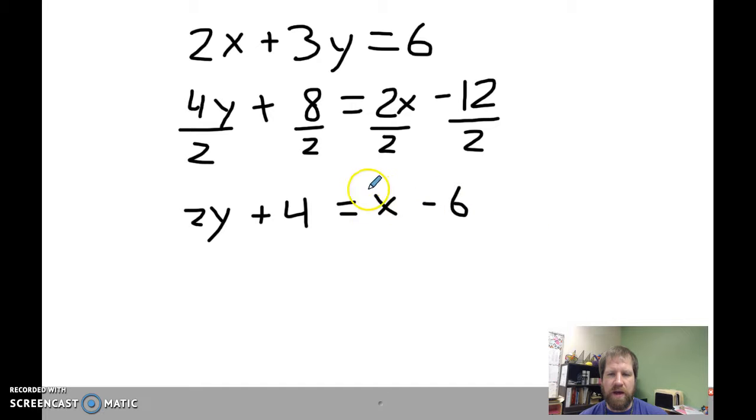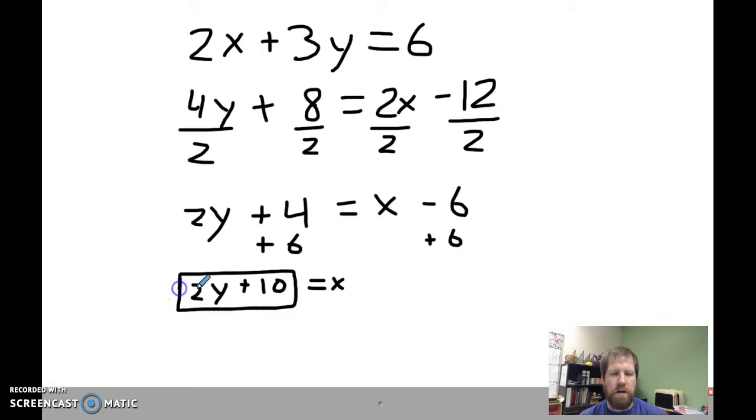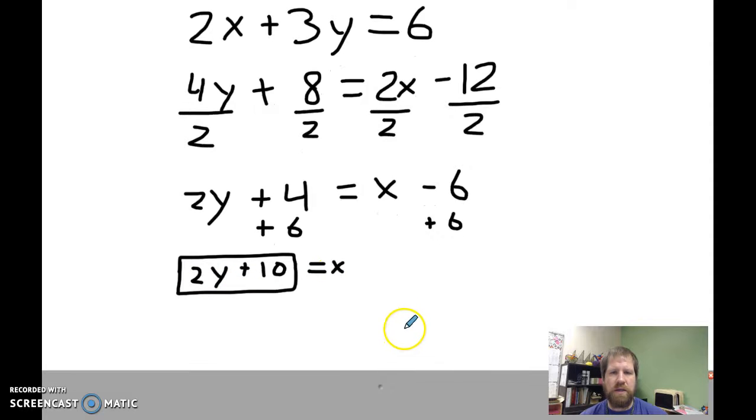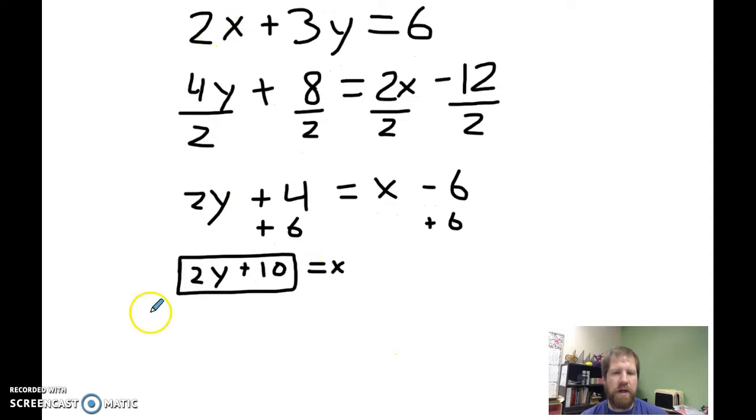Now I've got it. There's no coefficient, it's by itself, it doesn't have anything being multiplied by it. Now I've got to get it isolated, so I have to move this negative 6. I'm going to add 6 to both sides. And I have 2y plus 10 is equal to x. There I go, I've got it ready to substitute. I'm going to box that so I can tell that's what I'm substituting, and then I'm going to bring it down.